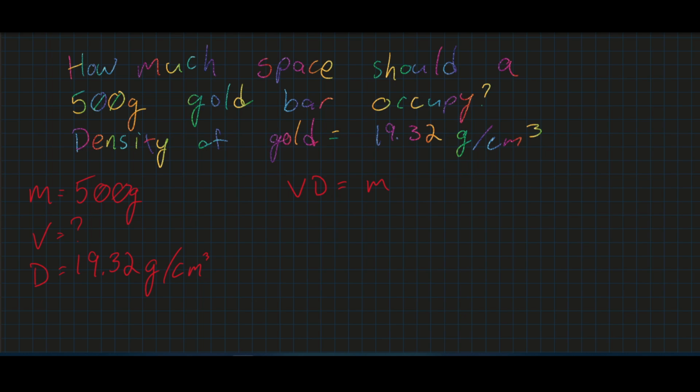Alright, what you would do this time to get volume alone is get density to the other side. So now we divide both sides by density. And now density has moved over to be with mass. So the new equation we're using is volume equals mass divided by density. So go ahead, calculate out the volume. I'll do another pause, and we'll check it.